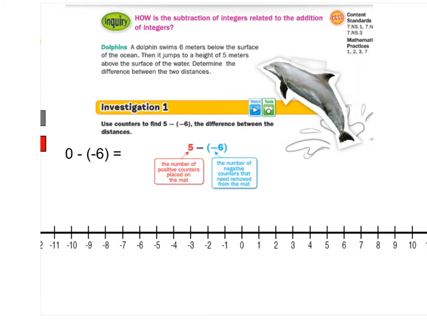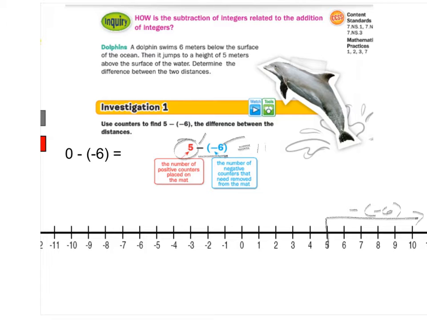Okay, so now if we have 5 and we're going to subtract -6, that means we start at 5, and if we subtract -6, we're taking away cold. So we're going to go this way 6, which means we're going to subtract -6, which means we wind up on 11. So 5 minus -6 equals +11.